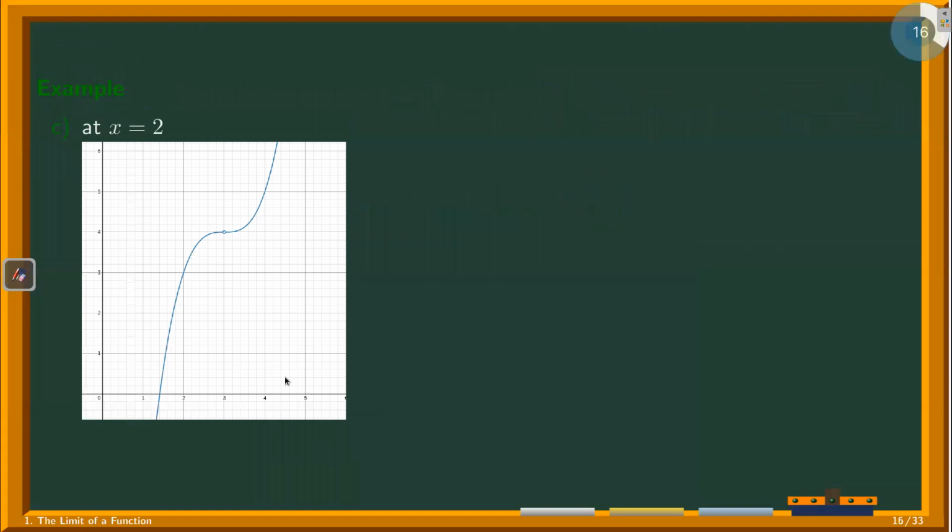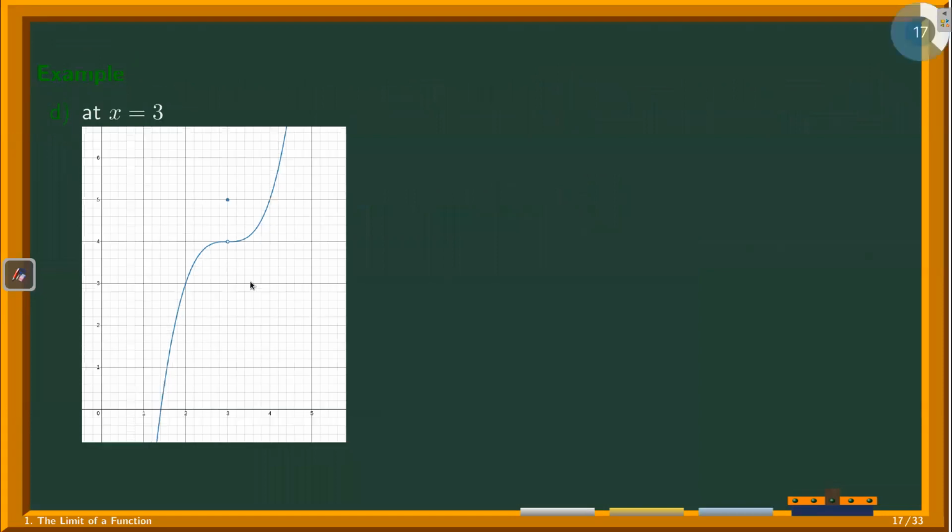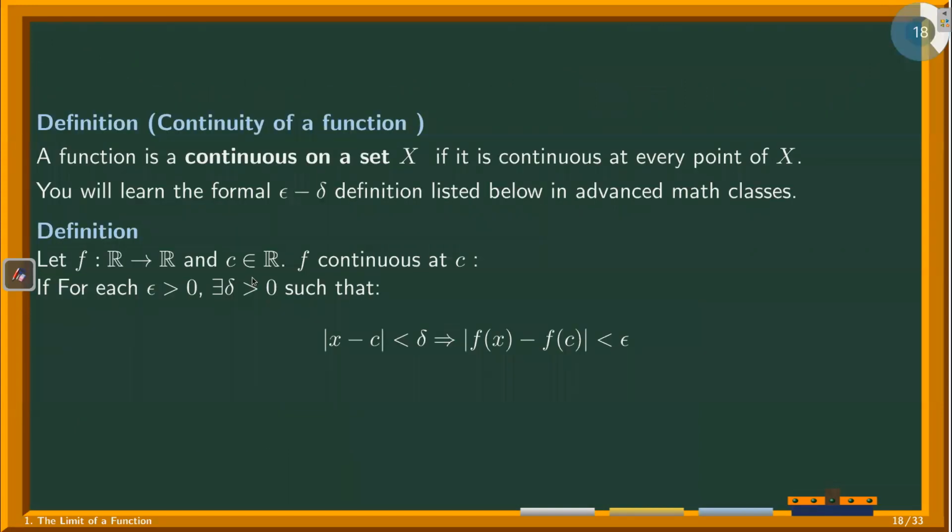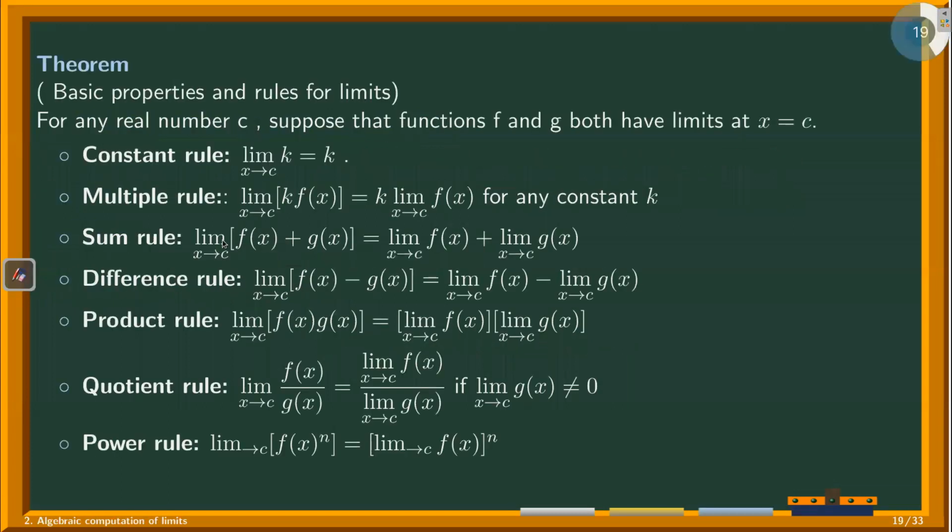And then we learn how to apply that definition to graphs and decide whether it's continuous or not. Then this is the formal definition for continuity. We will not discuss it in this class. If you take a more advanced class, you will use this definition. We use the intuitive version. So now we are going to algebraically compute limits.